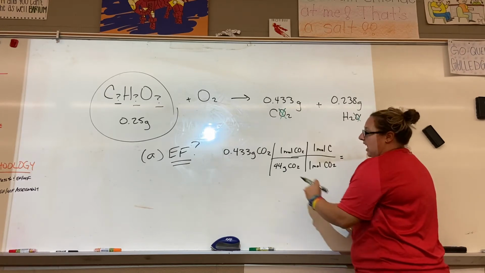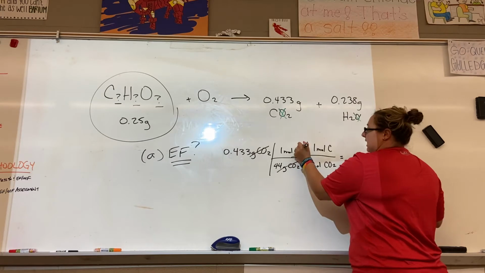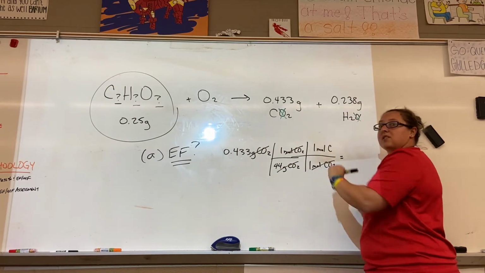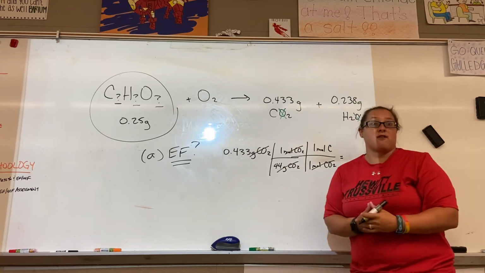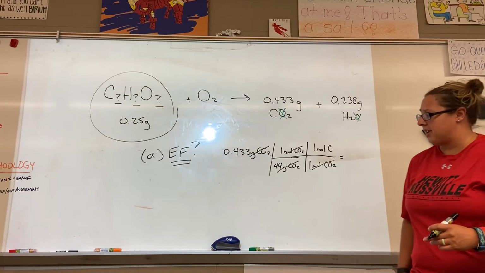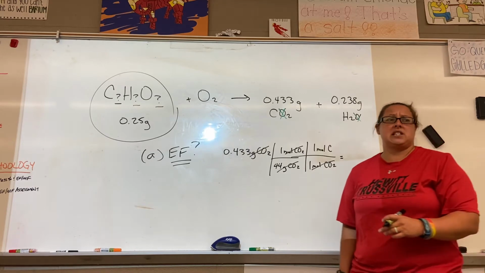Do you see how that gets rid of grams CO2? It gets rid of moles CO2, and it leaves me with just moles of carbon, which is where I need to be in order to do empirical formula, right? So we're going to go through and do this math. I don't have my calculator with me. Will someone plug that in for me, please?